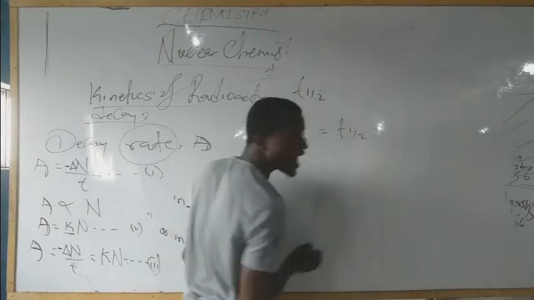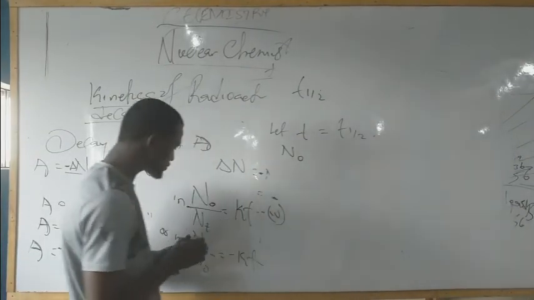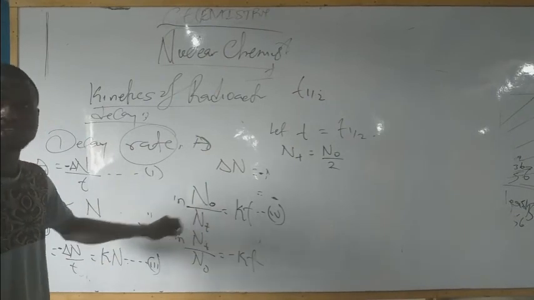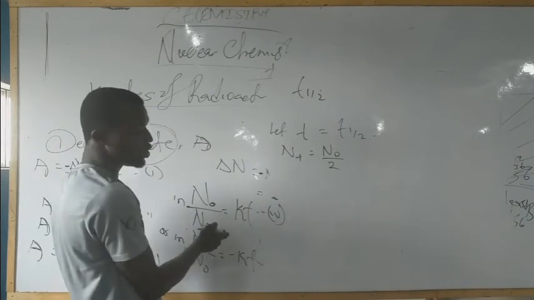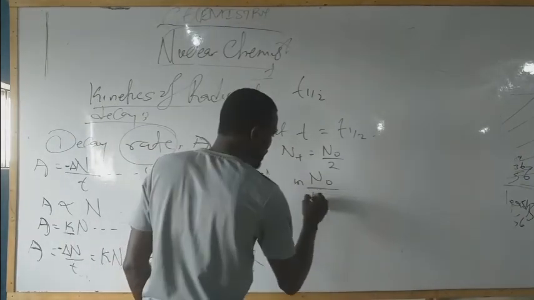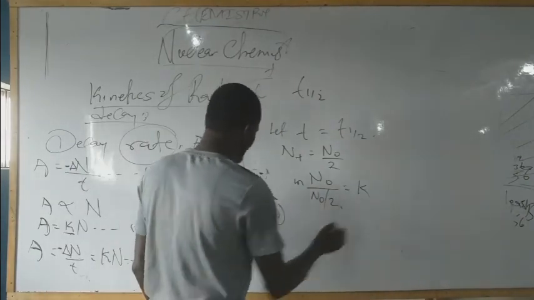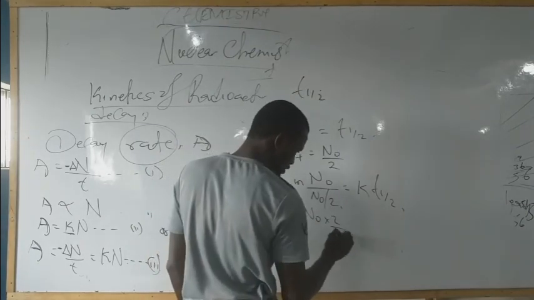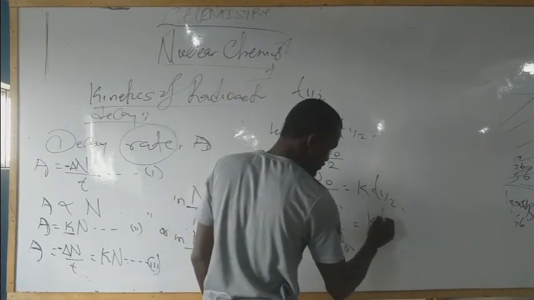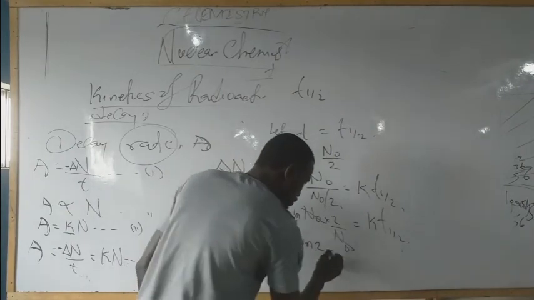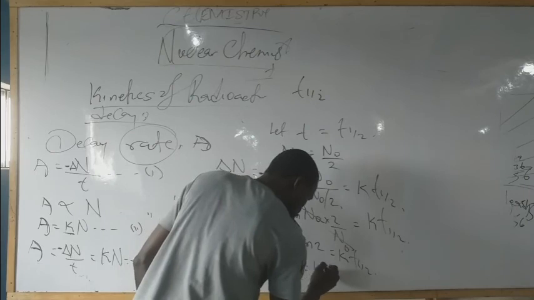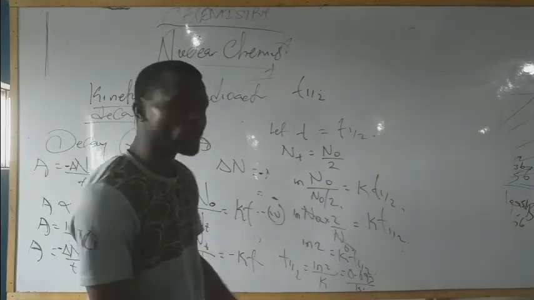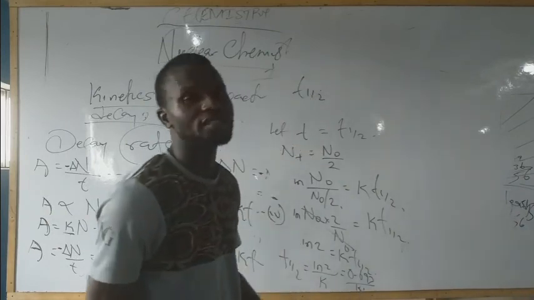Now, let t equal to T half. If t is equal to T half, then our Nt will be N0 over 2. Remember, this means the number present after the original amount has reduced to half. So if we substitute this into equation 4, we have ln N0 over N0 over 2 equal to K, instead of Kt, I told you let t equal to T half, so K T half. This is ln N0 times 2 over N0, so N0 cancels N0. We have ln 2 equal to K T half, which will give you T half equal to ln 2 over K, which gives 0.693 over K, where K is your decay constant. So your half-life here is measured in seconds or hours depending on the time unit.